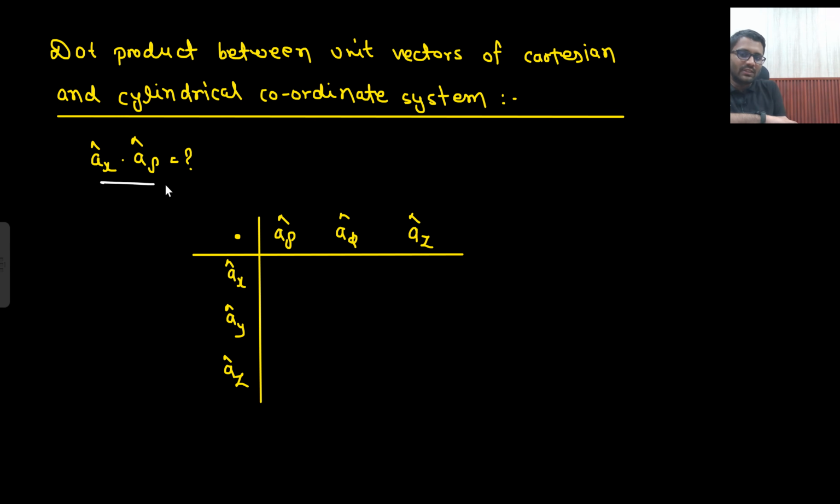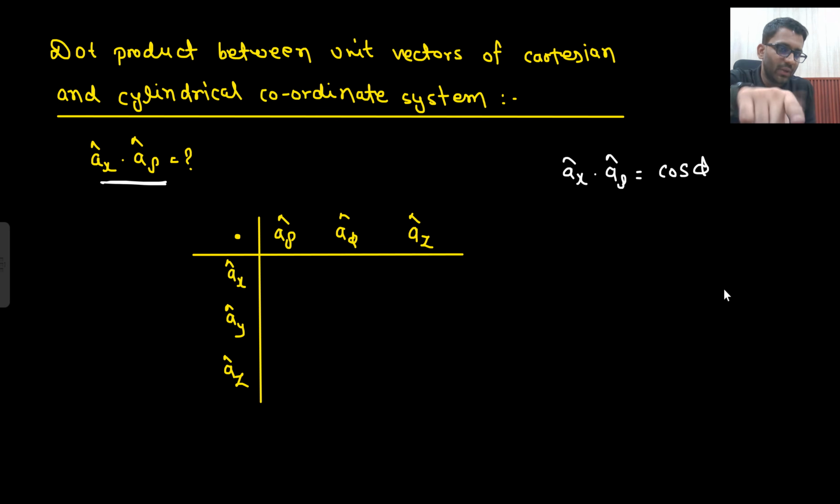What if they ask you what is AX cap dot arrow cap? Do you know the answer? AX cap dot arrow cap. x and rho, what is the angle? Phi. Cos phi. If I just need to calculate this, I am not going to use geometry here. Okay. If they ask me AX cap dot A phi cap.